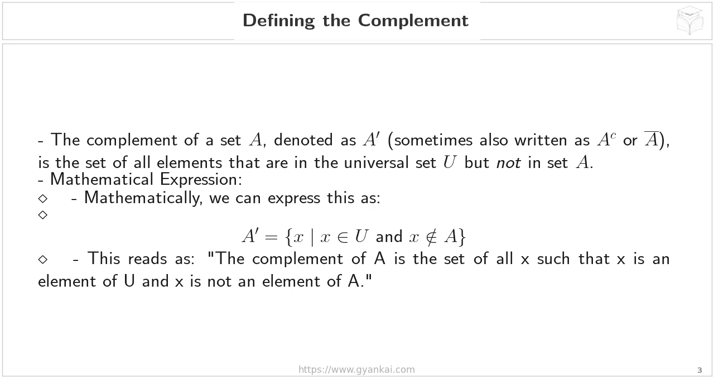Now let's look at the mathematical expression. We write it as A prime equals the set of all x such that x is an element of U and x is not an element of A. Let's break that down. The symbol ∈ means is an element of, and ∉ means is not an element of. So, what this equation is saying is that A prime, the complement of A, consists of all x values, where x belongs to the universal set U, and x does not belong to set A. This might seem a bit abstract right now, but we'll solidify it with examples on the next slide.